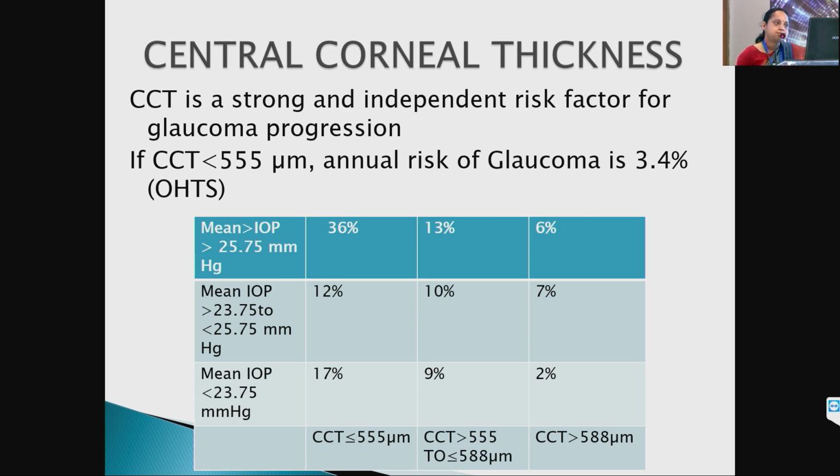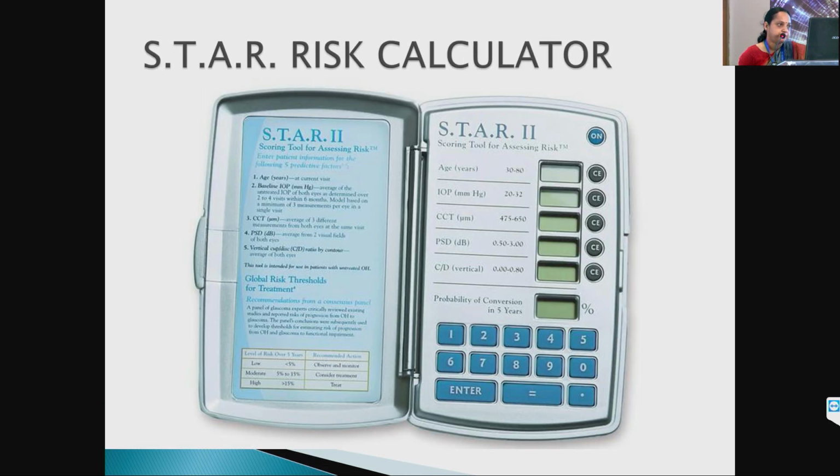If central corneal thickness is less than 555 microns, the annual risk was 3.4%. But in the Indian population, the normal central corneal thickness is between 520 and 525 microns, so if the central corneal thickness is less than 500 microns, it is considered more prone for POAG. Risk calculators are present online, based on the OHTS and EGPS studies. We have to enter the age, IOP, central corneal thickness, pattern standard deviation, and vertical cup disc ratio.